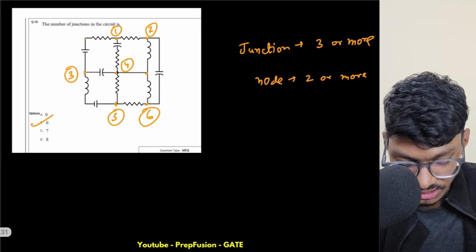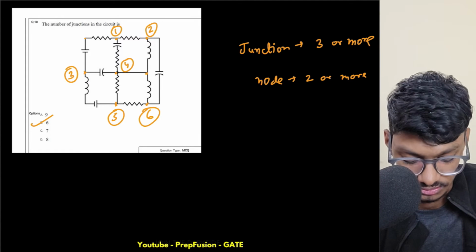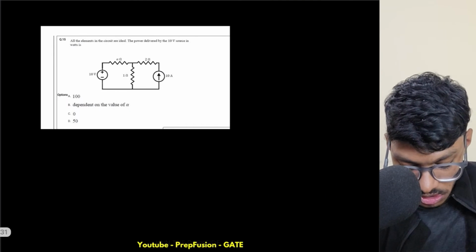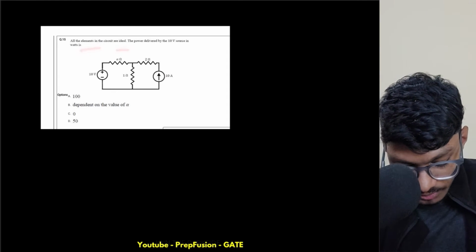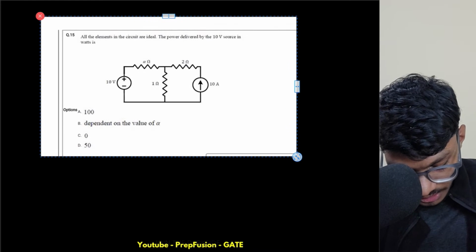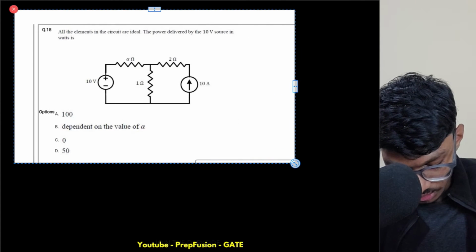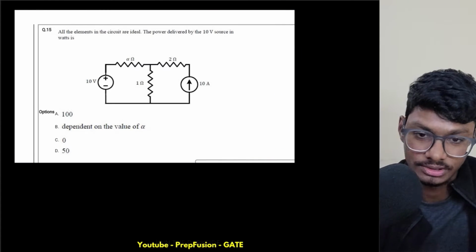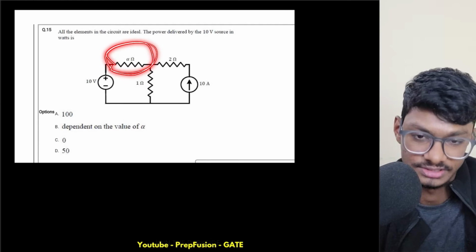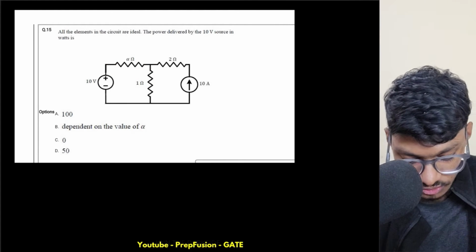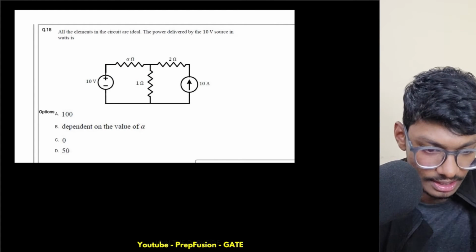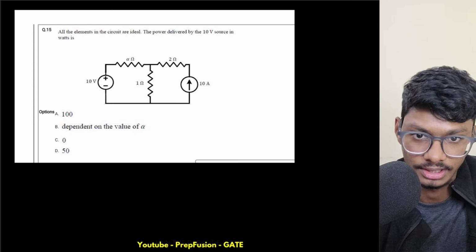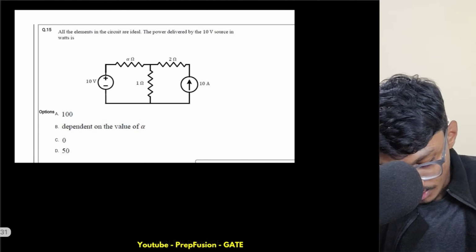This one was just, if you recall what a junction is, that is the main crux of this question. Now the next question is: all the elements in the circuit are ideal. The power delivered by the 10 volt source, in watts, is? Some people got confused: if alpha is present, how will you find the power delivered? If you just start writing and solving, the solution will automatically come up. So this one is very simple.